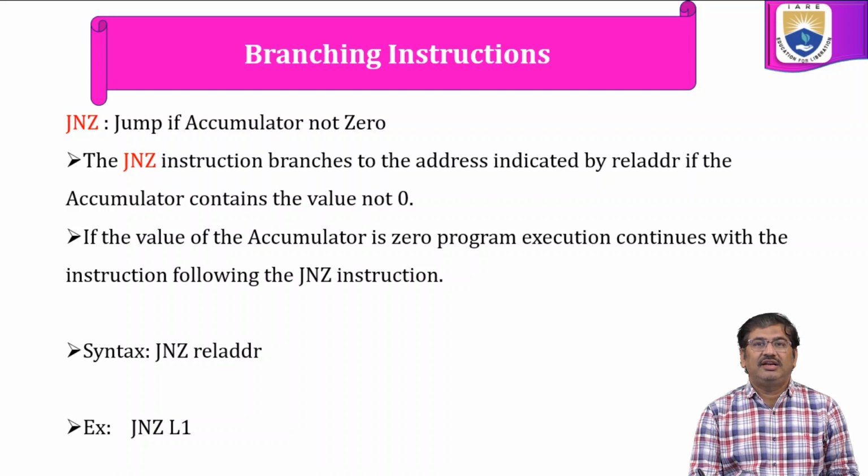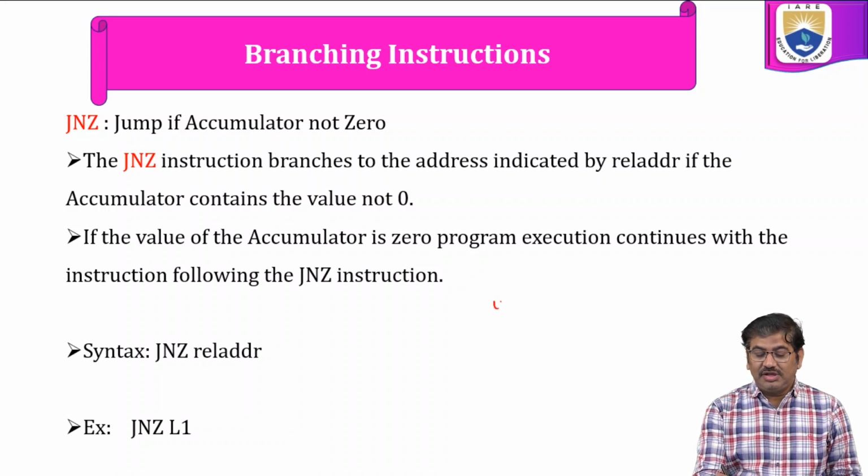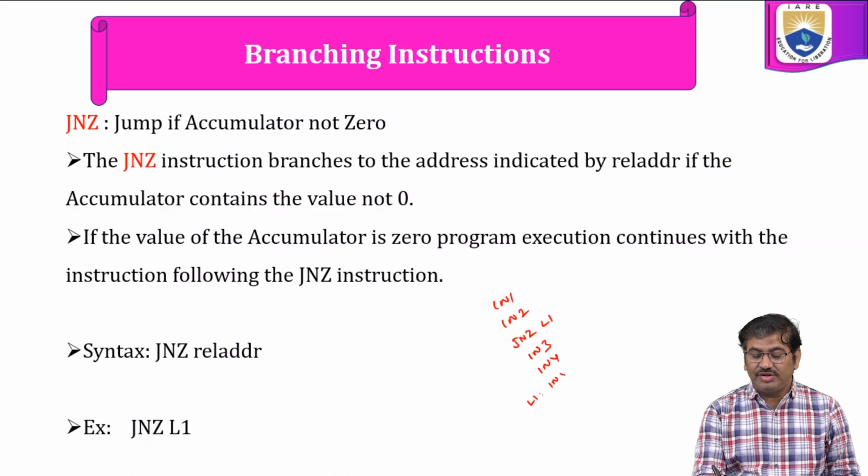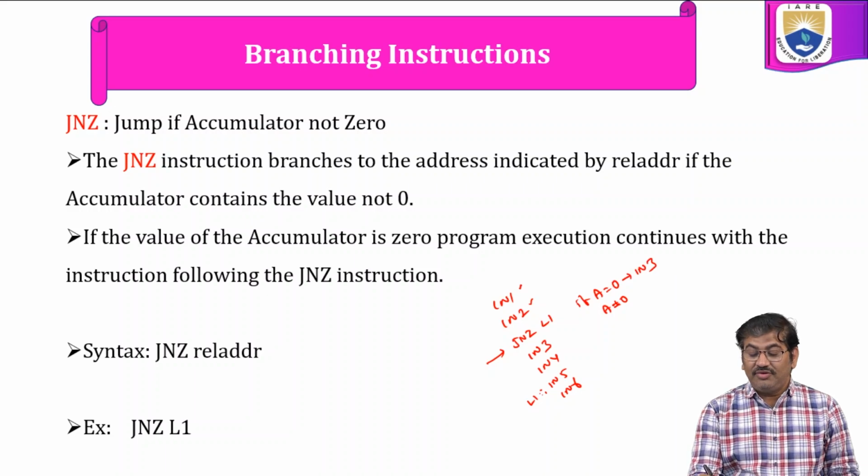Example is JNZ L1. So here also let us assume the instructions are instruction 1, instruction 2, then we wrote JNZ L1, then I have instruction 3, instruction 4. At L1, we have instruction 5 and instruction 6. So after executing instruction 1 and instruction 2, it will check for JNZ. Here it is going to check whether the accumulator content is 0 or non-zero. If the accumulator content is 0, the condition is false, so go to the execution of instruction 3. If the accumulator content is non-zero, then go to label 1.